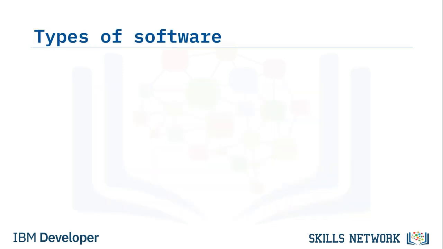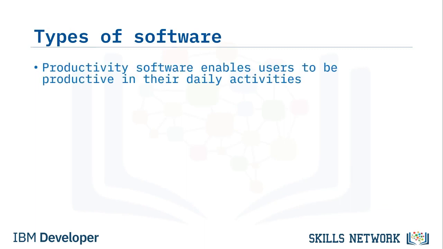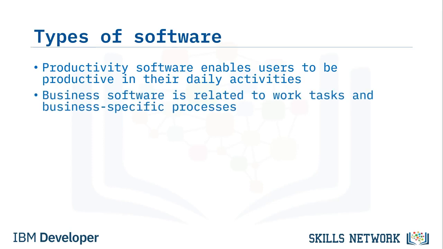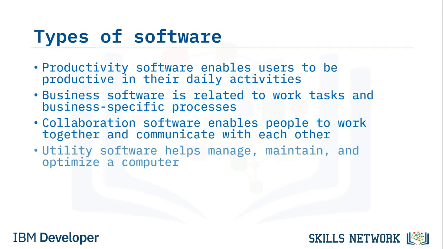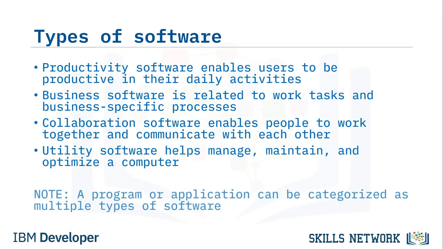4 of the main types of software are as follows. Productivity software enables users to be productive in their daily activities. Business software is related to work tasks and business-specific processes. Collaboration software enables people to work together and communicate with each other. And utility software helps manage, maintain, and optimize a computer. It's important to note that a program or application can be categorized as multiple types of software. For example, most business software also falls into the productivity and the collaboration software types.